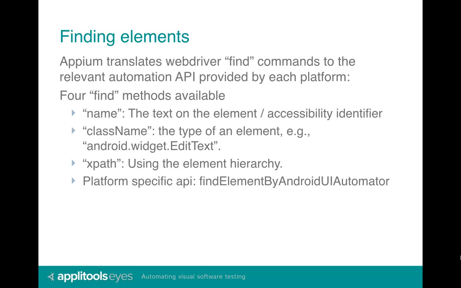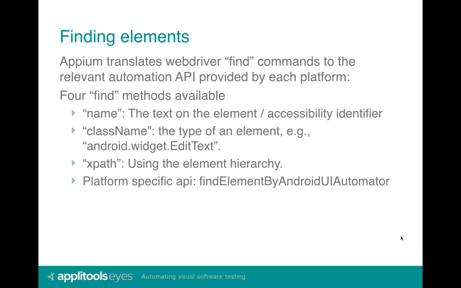So if you define this accessibility identifier, you can find this element using the name method and search for that identifier. The other way is class name, which is basically the type of the element. Here you can see an example for an edit text box. This is how you find an edit text box in Android.